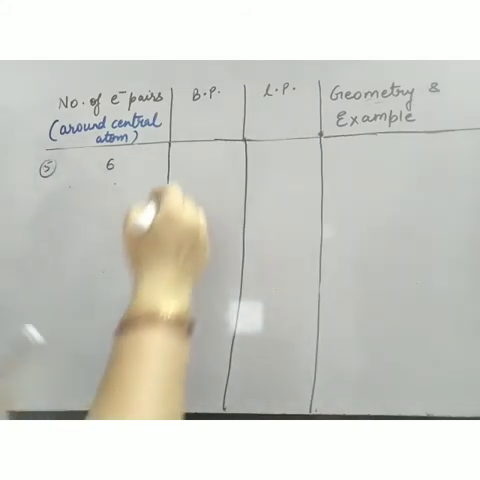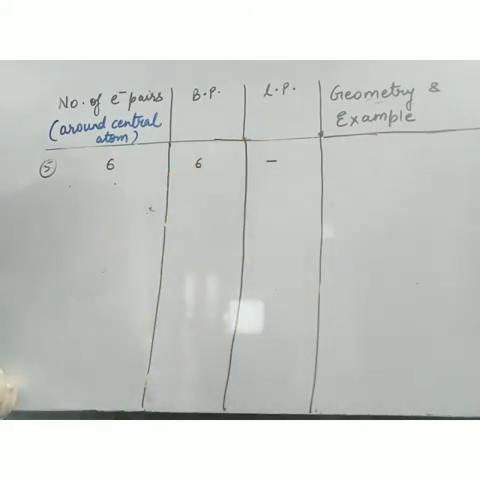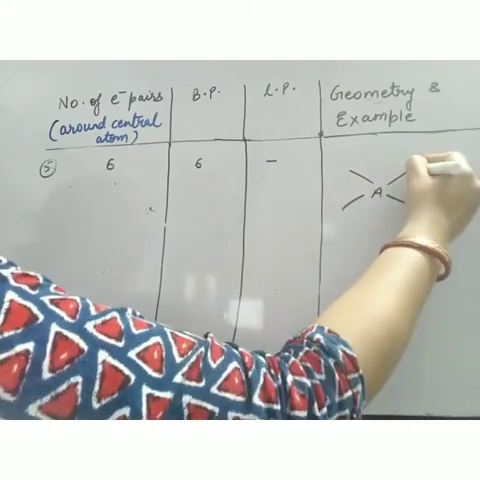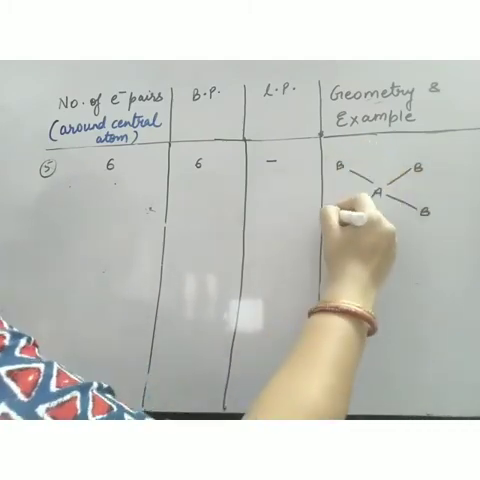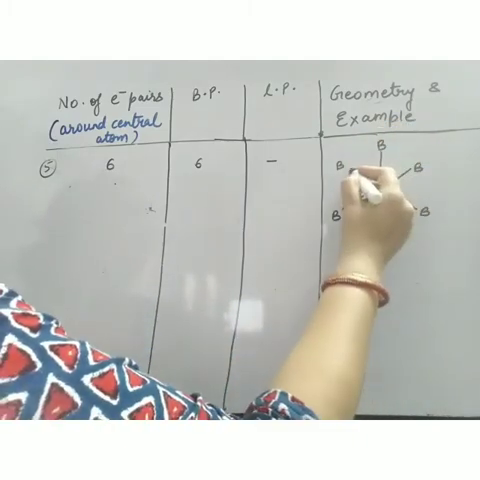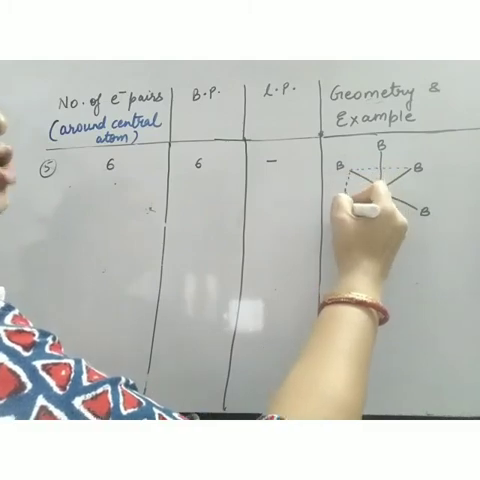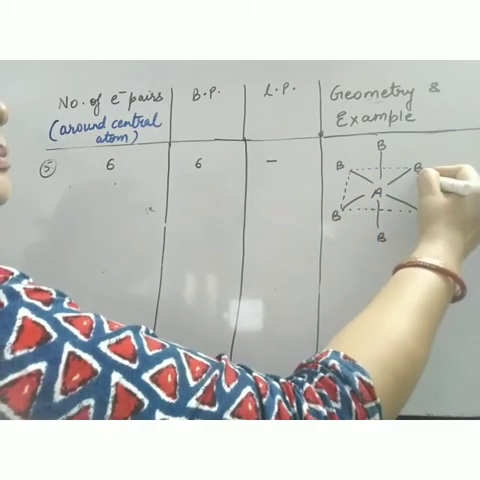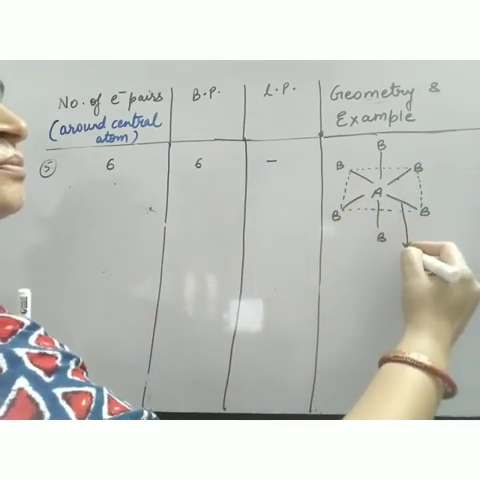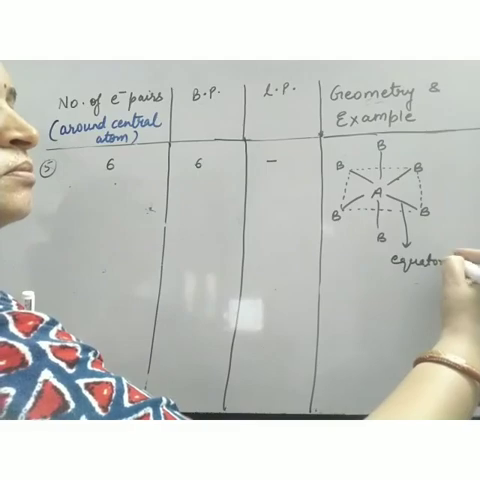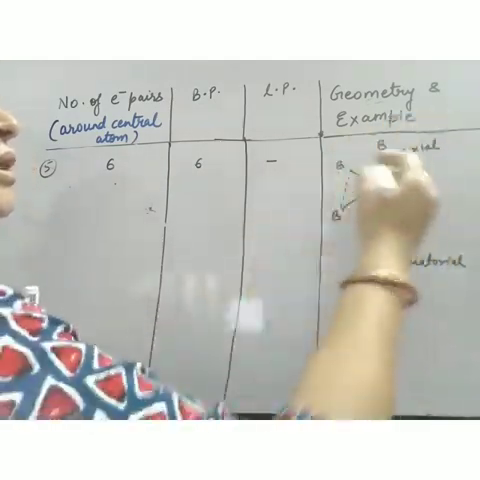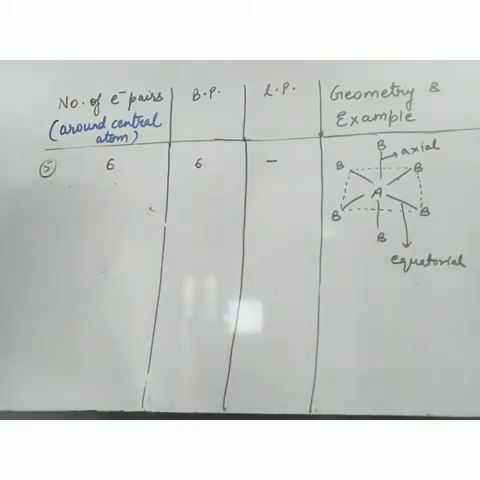Now electron pairs are 6 bond pairs and no lone pair is there. The geometry would be like this. Now these are the 4 bonded atoms. 1 bond pair is up and 1 bond pair is down. Now I will join them. Basically these are not joined. The dotted line is only for the purpose of showing. Now there are 4 equatorial bonds and this is axial bond. The angles are also 90 degree here.